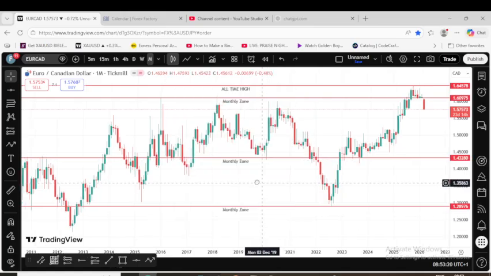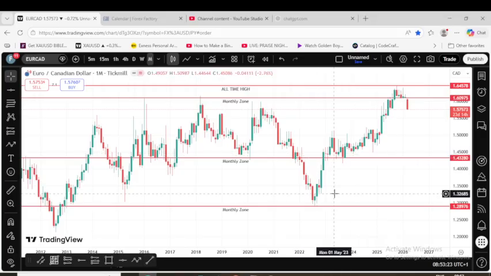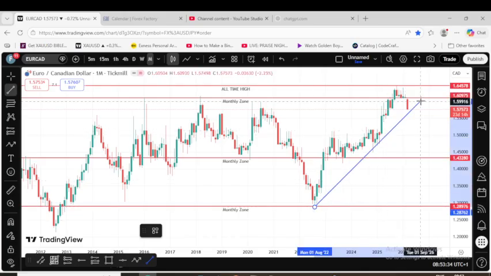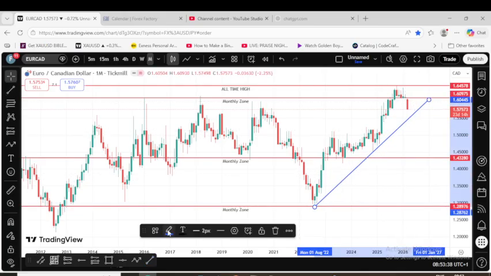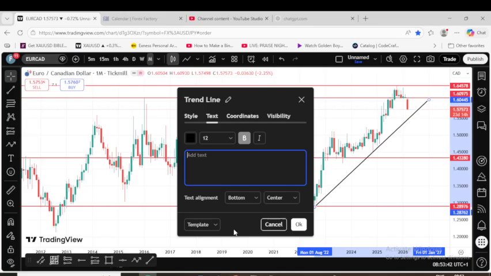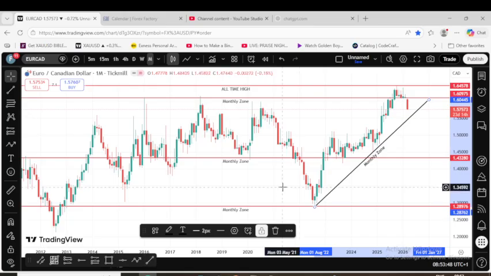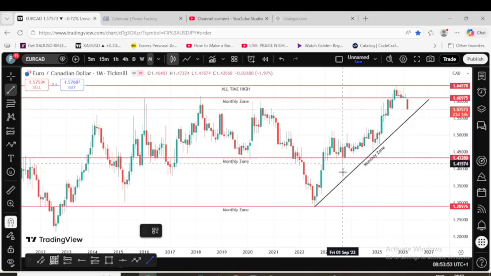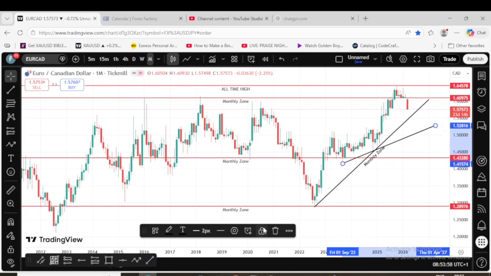So I believe those are all the zones that we have for now on this monthly time frame. Next is to identify our monthly trend line. So we have something like this. This should be here. So this is our monthly zone. Make it black. We also have another monthly zone that we can draw like this. We also have another monthly trend line that we can draw like this.